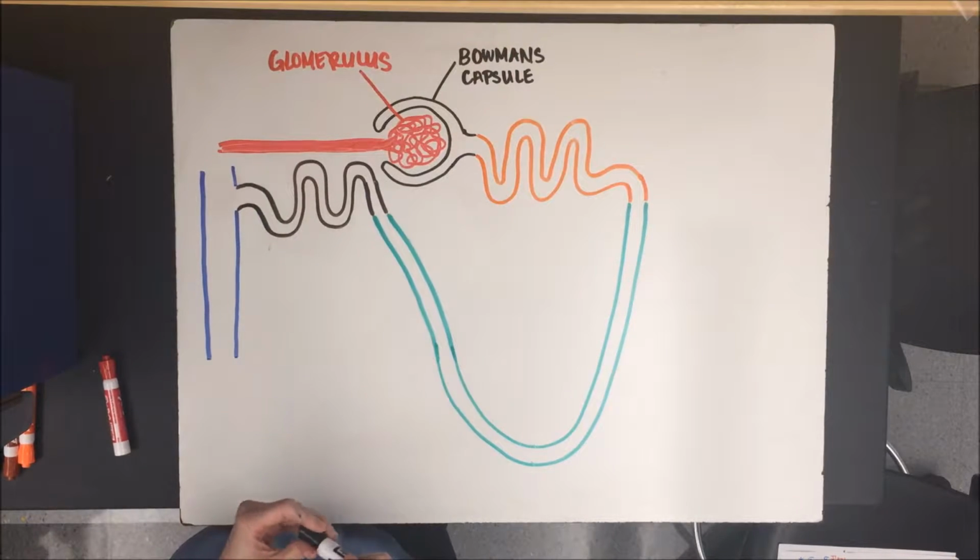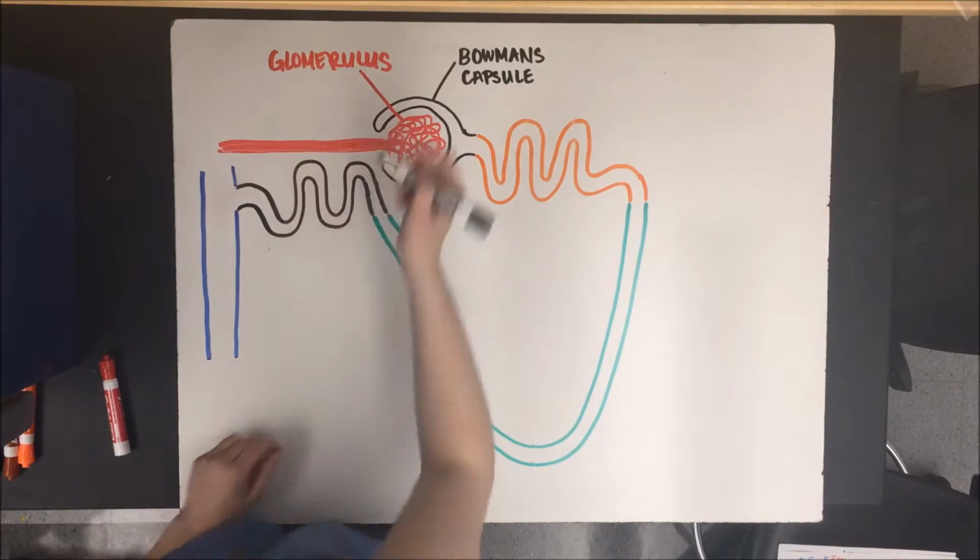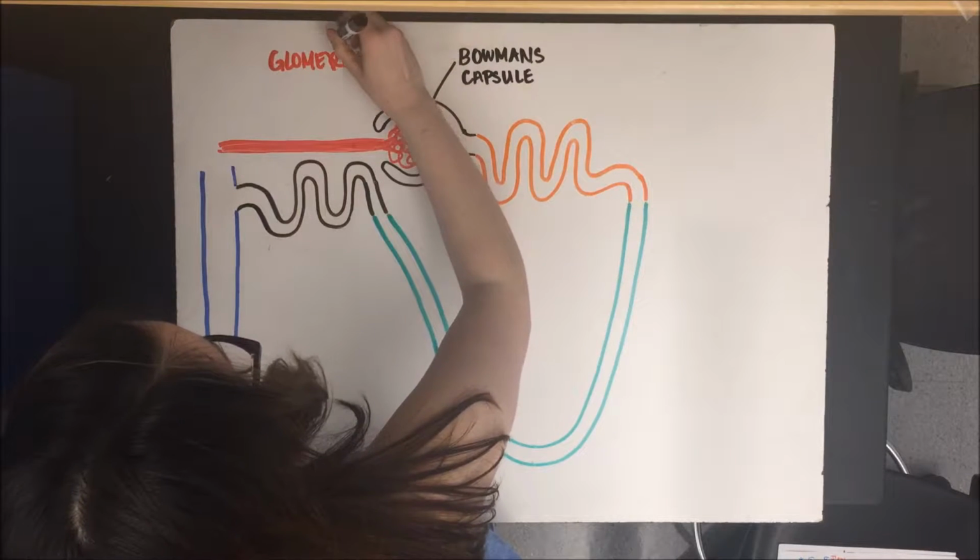And then together they're called the renal corpuscle, like I said, so I'm just going to write that above both of them.